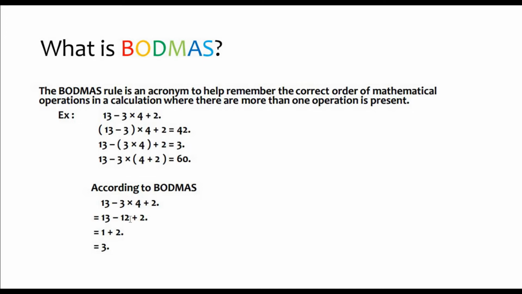And we are left with subtraction and addition. So they are both on the same level. They can be done simultaneously, yet the BODMAS rule says we need to follow left to right. Therefore, 13 minus 12 becomes 1, 1 plus 2 becomes 3. So the correct answer is 3. You can try this BODMAS. Most scientific calculators too work according to BODMAS, so you can try it with your calculator.